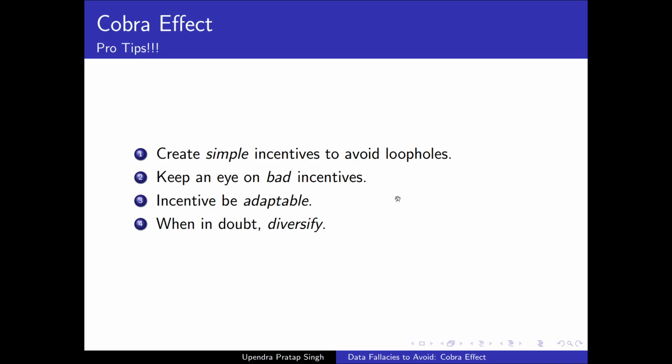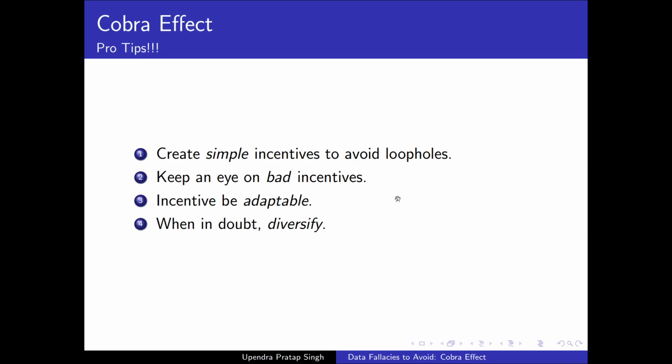And then you must also keep an eye on bad incentives. Because what are bad incentives? Bad incentives are those incentives that are giving you models which are not generalizable, even when metric values are reporting some very fancy values. And then the incentive must also be adaptable. You should not fixate on a given metric or a given incentive. You must always have a provision to make sure that the incentive is adaptable.